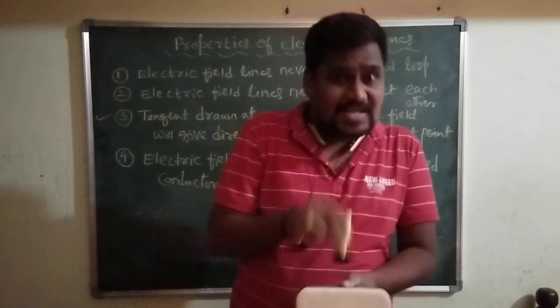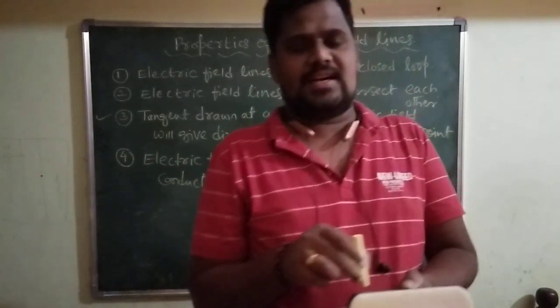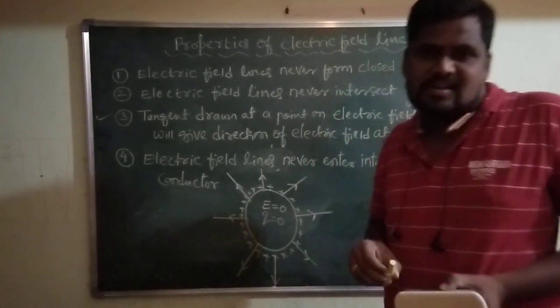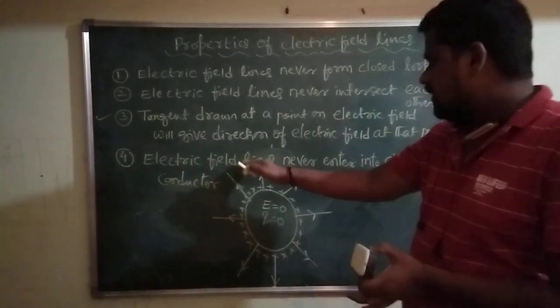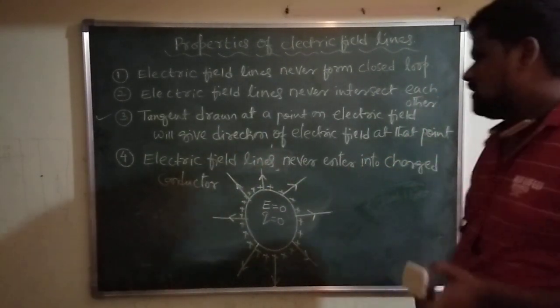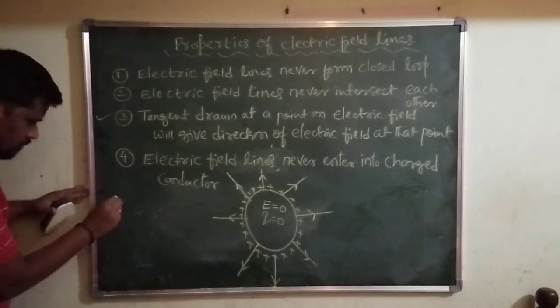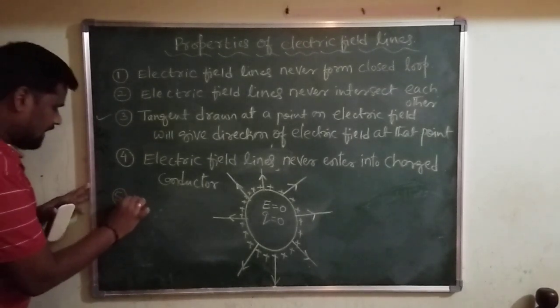If you go inside the conductor, as I said, net charge inside the conductor is zero and net electric field inside the conductor is zero. Because of that reason, electric field lines never enter into a charged conductor. Shall I write one more property, a fifth one? What is the fifth one? Electric field lines.